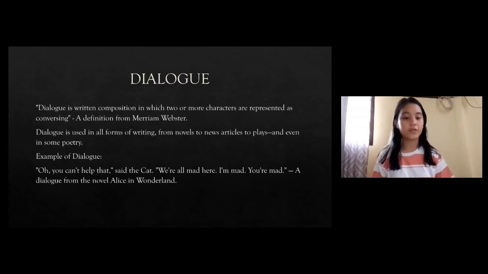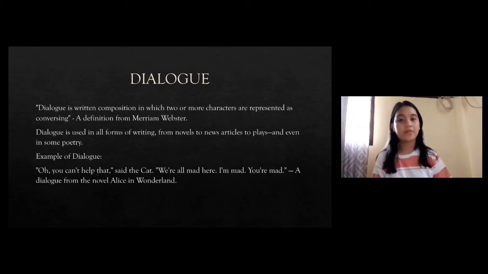Intersubjectivity refers to the shared awareness and understanding among persons. The perfect example for this is a dialogue. Dialogue is a written composition in which two or more characters are represented as conversing. This is according to Merriam-Webster. Dialogue is used in all forms of writing, from novels to news articles to plays and even in some poetry.